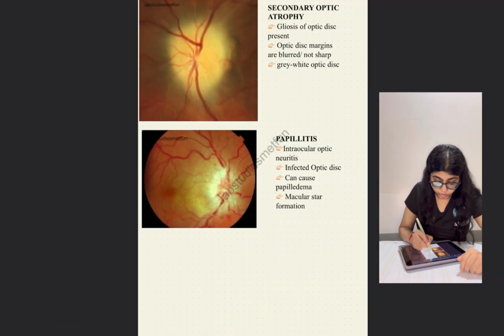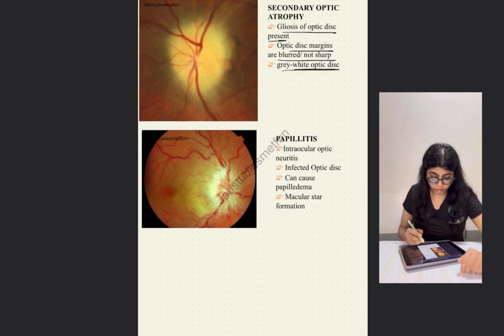Secondary optic atrophy. It is the gliosis of optic disc, and optic disc margins are blurred and not sharp, and a gray or white optic disc can be seen.